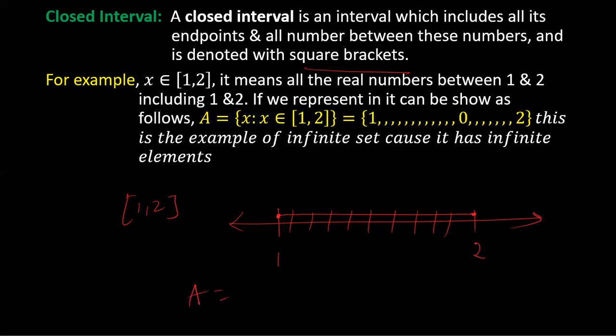That means x such that x is less than or equal to 2 and greater than or equal to 1. If you say 1.5, that is there in the set. 1.1, that is also there in the set. 1.001, that is also there in the set. 1 is also there in the set. 2 is there in the set. But more than 2 is not there in the set. Less than 1 is also not there in the set. Closed interval means the endpoints will be included in the set, and between the endpoints, all the numbers will be included in the set.